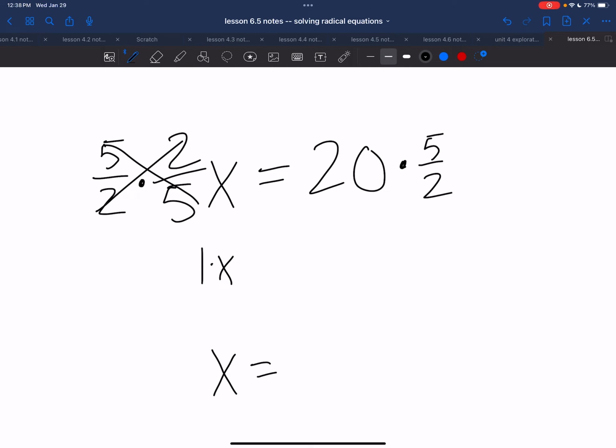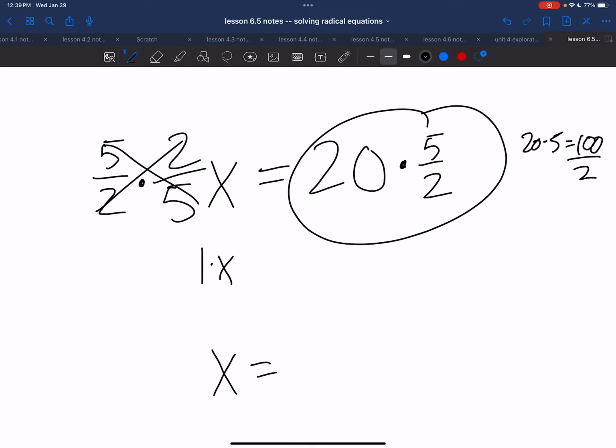And then on this side, all you have to do is multiply 20 times 5/2. You might say, a fraction. I say, look, it's not that bad. 20 times 5 is 100, and now put that over 2. Dividing by 2, you get 50. And that's my answer to this problem.